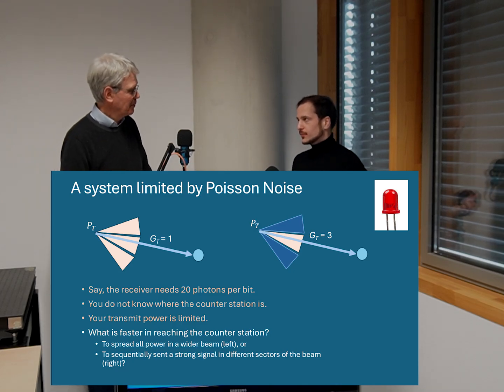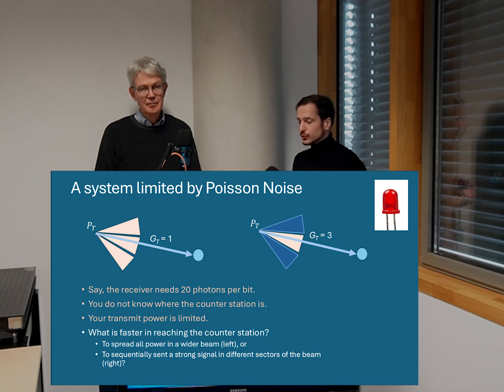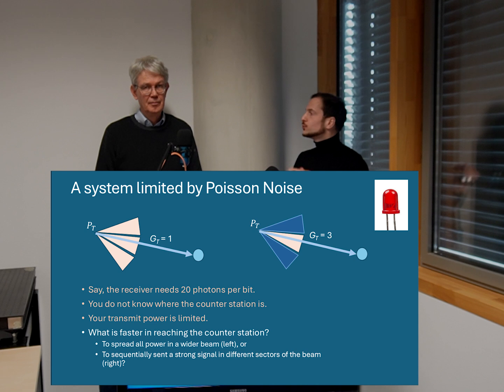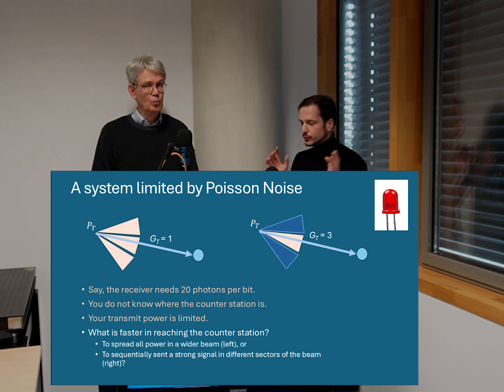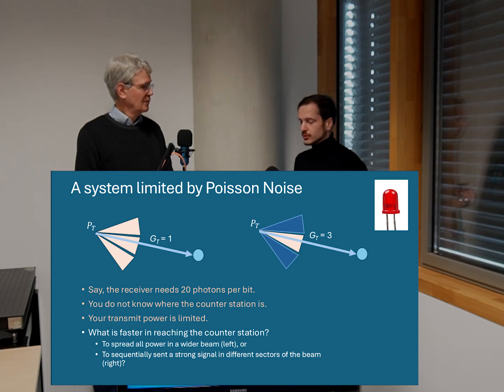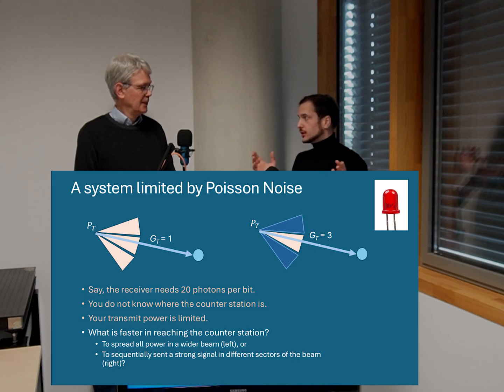What are we comparing? Well, we'll start with a system that is limited by Poisson noise. And let's say a receiver needs to receive 20 photons per bit. And we should also note that we have a limited transmit power. That's a big limitation that we have. And in such a system, we don't really know where the user is or where the users are in the area. They're somewhere within our coverage area.